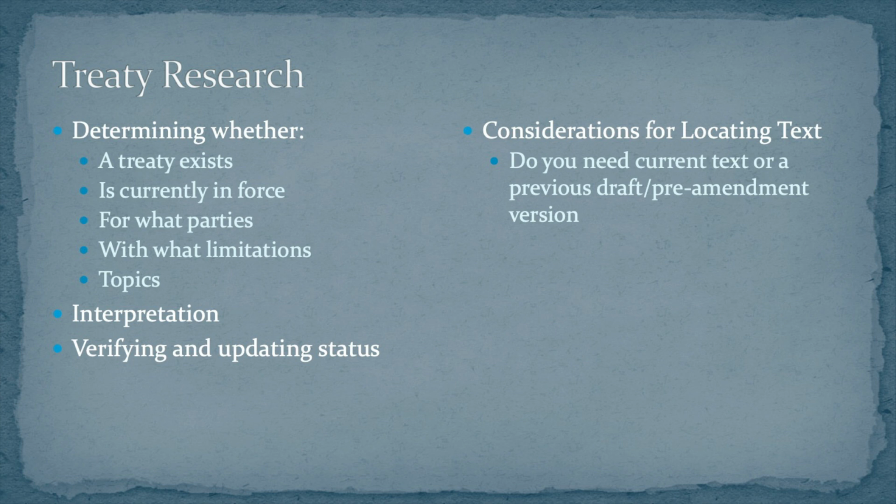Then you also want to look at interpretation of those treaties, right? Was there any court or other body that has actually interpreted the language of that treaty and how it's been applied? Verifying and updating the status, right? You have some considerations for locating text. Do you need the current text for your research, or are you looking for previous versions? So what you actually need might not be what's currently in force. You might need a previous version, or a draft, or maybe a pre-amendment, depending on what type of research you're doing.